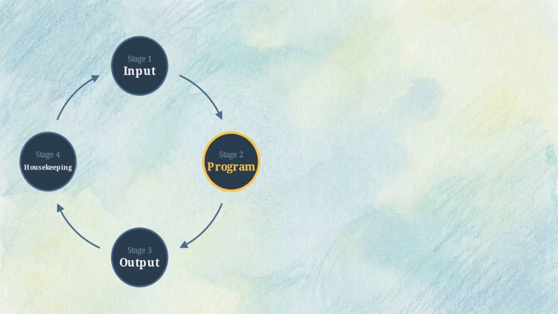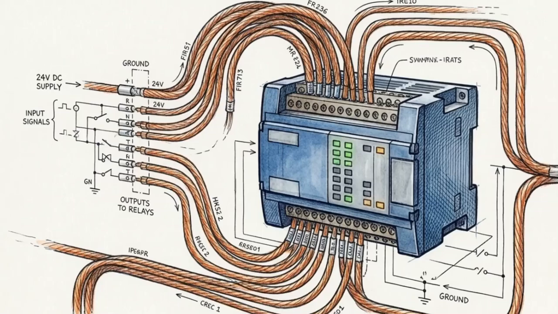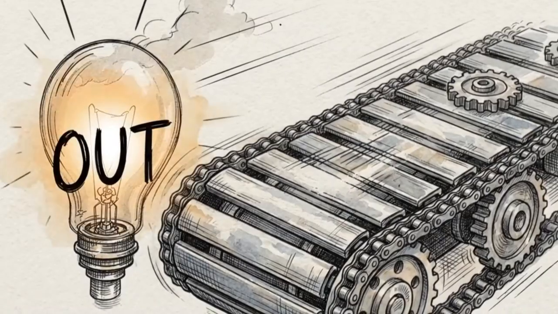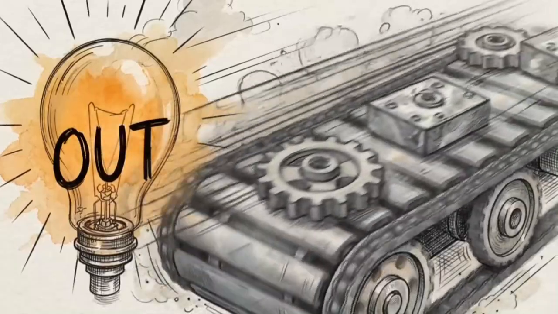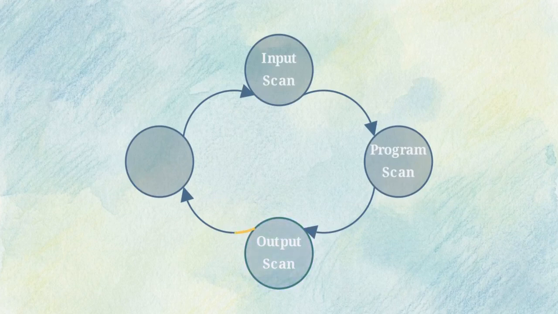Only after the entire program has been read do we reach stage 3 on our diagram, the output scan. Now, the PLC bridges the gap back to the terminals. The hardware output LED glows, and the conveyor motor finally spins. The physical work is done, but the cycle isn't over.